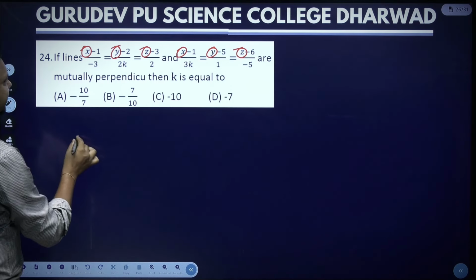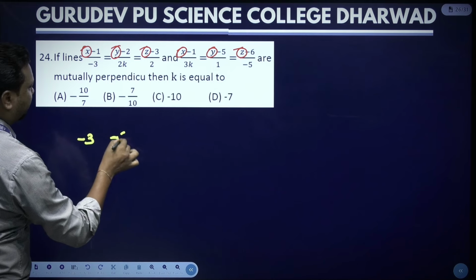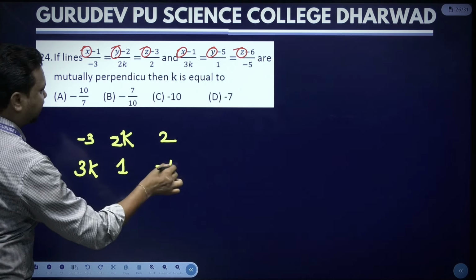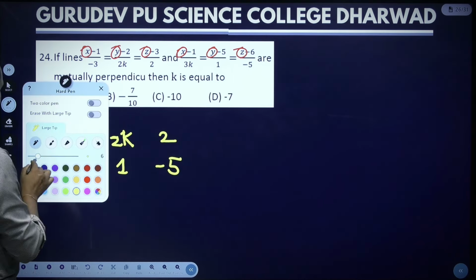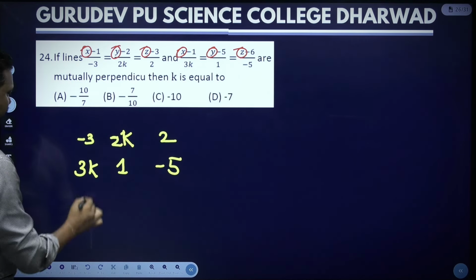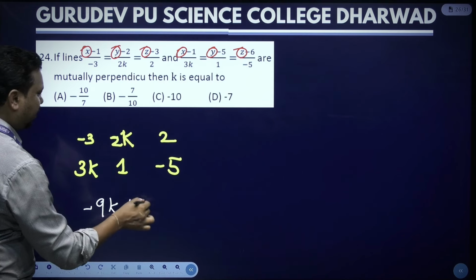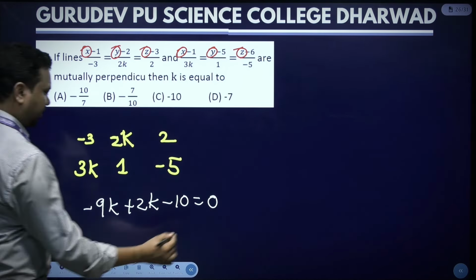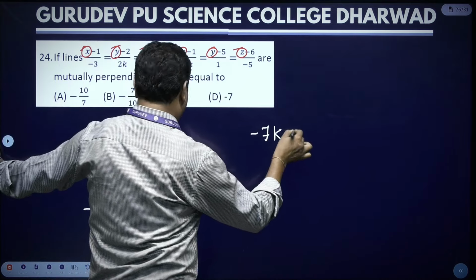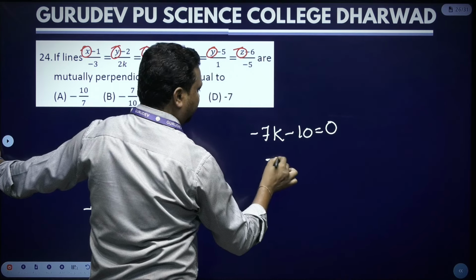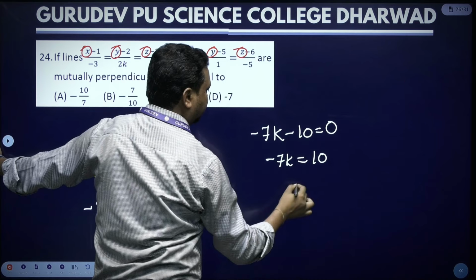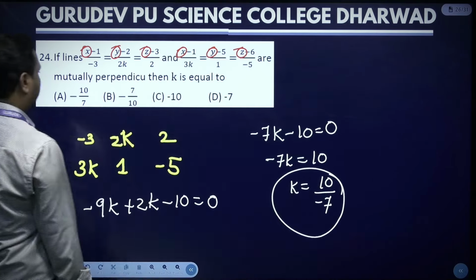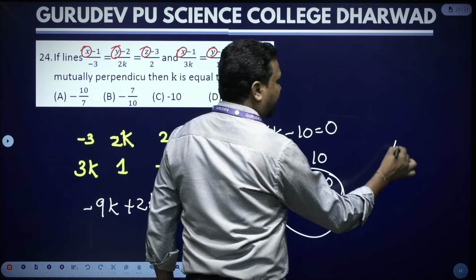So what I'll get is minus 3 times minus 3k plus 2k times 2, plus 3k times 1 minus 5. Just multiply and add. Done. So minus 9k plus 2k minus 10 is equal to 0. So minus 9 plus 2 is minus 7k, minus 10 is equal to 0. Therefore minus 7k is equal to plus 10, so k is equal to 10 divided by minus 7, that is minus 10 by 7. That is, option A is the right answer.